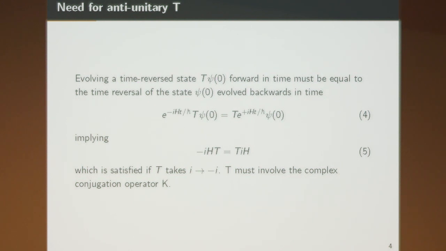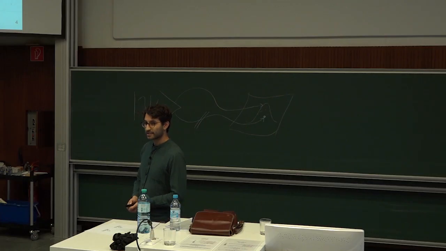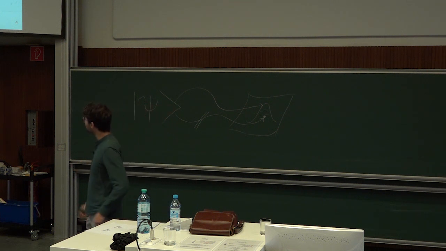If we look at equation 4, it's much easier to read it as an equation than the wordy thing above. If we evolve a time reversed state forward in time and equate that to the time reversal of the normal state evolved backwards in time, the two should be equal. That's equation 4. And that gives us this condition number 5, which is satisfied in quantum mechanics. We use complex conjugation, and this was shown by Wigner in 1932 in the case of no spin. When there's spin, you have to use a further unitary matrix.